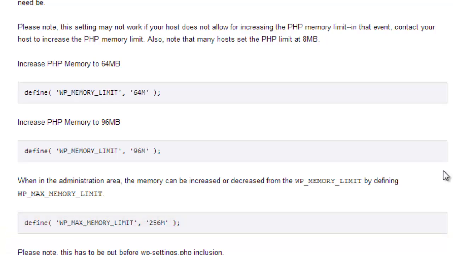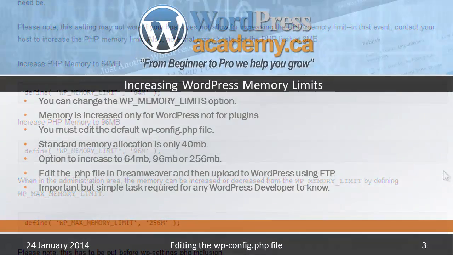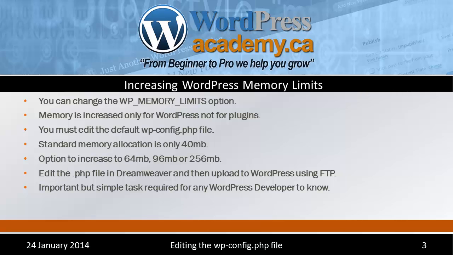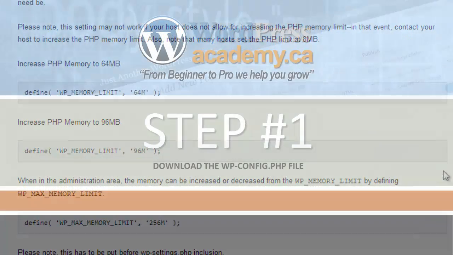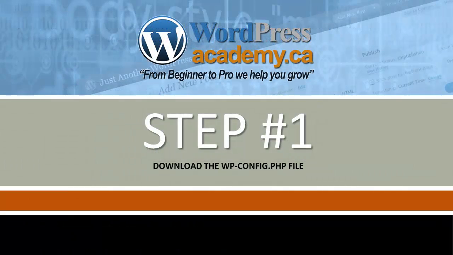In this tutorial, we're going to open and edit the WP config file. We're going to insert the memory increase code, replace the existing one with the new one, for example, 96 megabytes. We're going to save the file, and then we're going to upload it to the website via FTP. This shouldn't take long, but it's something that every WordPress developer needs to know. So let's get started now.